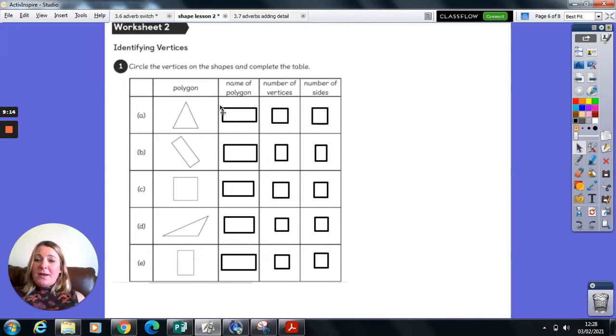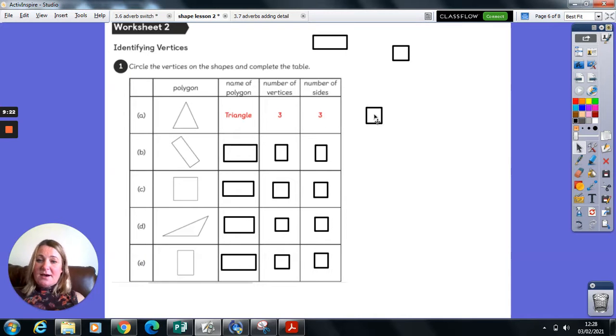Okay, so this polygon is quite clearly a triangle. It has 3 sides. It has 1, 2, 3 vertices, so it must have 3 sides. This is clearly a rectangle. We are no longer confused by the fact it's on an angle. I can see clearly 1, 2, 3, 4 sides, 4 vertices, which means it must have 4 sides.